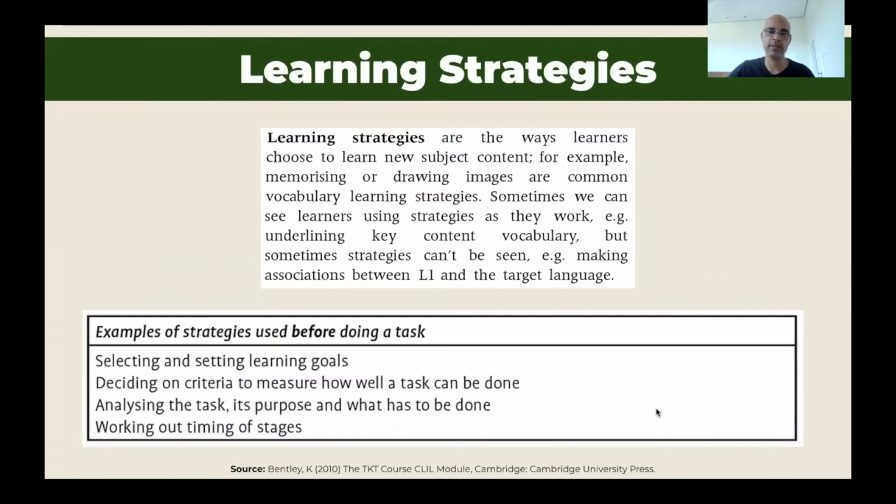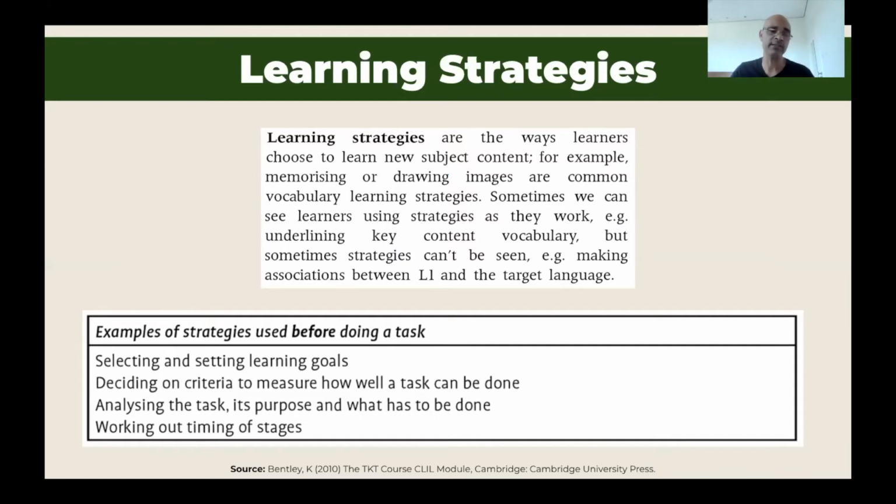Well, if you go to Kay Bentley's book, the book that I recommend at the end, you're going to find that learning strategies are the ways learners choose to learn new subject content. For example, memorizing or drawing images are common vocabulary learning strategies. Sometimes we can see learners using strategies as they work, for example, underlining key content vocabulary. But sometimes strategies can't be seen, as in, for example, making associations between language 1 and the target language.